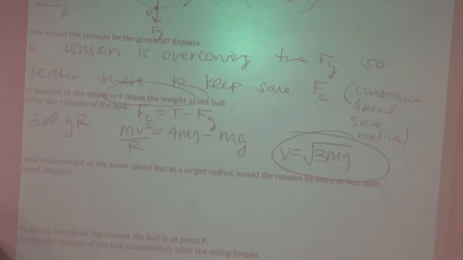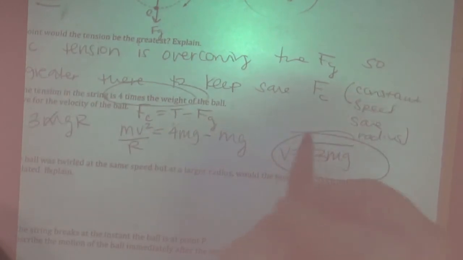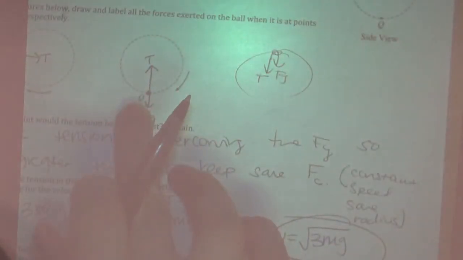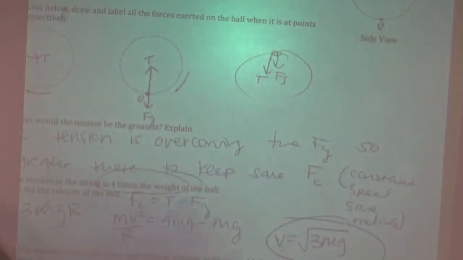If the ball was twirled at the same speed but at a larger radius, would the tension be more or less than calculated? So we can't just look at this dependence because this velocity was the velocity we solved for if we already knew the tension. So we can't just look and say, oh, it doesn't depend on mass. So what we're going to look at is your free body diagram. So think about if the radius is larger, keeping the exact same speed.